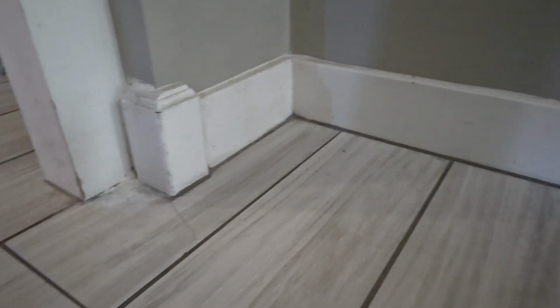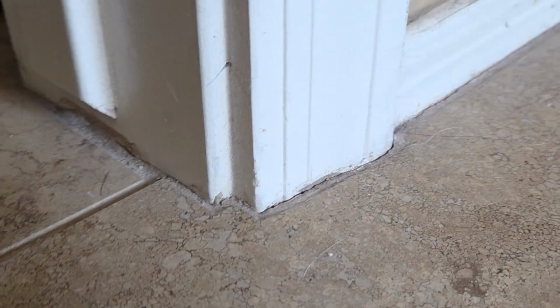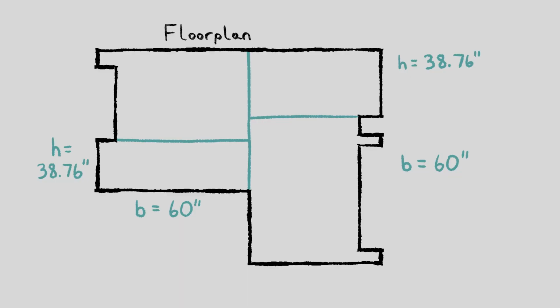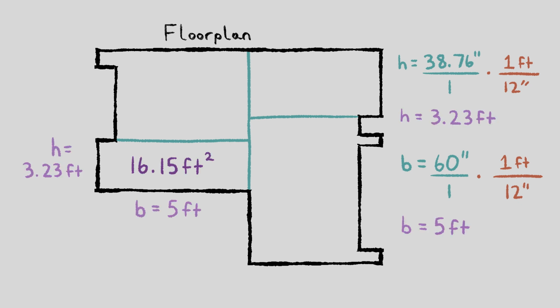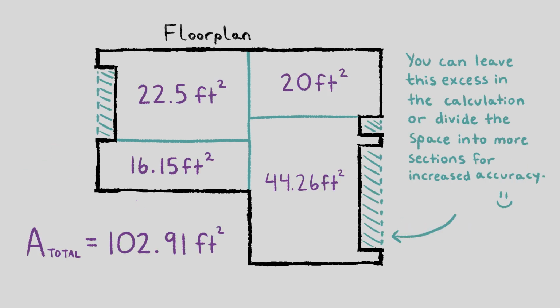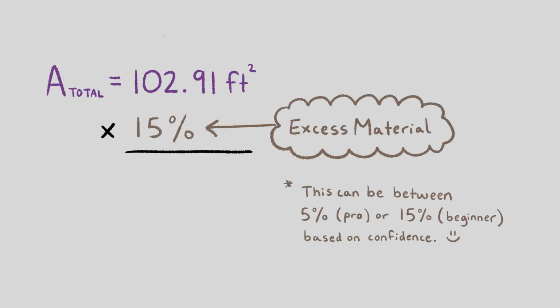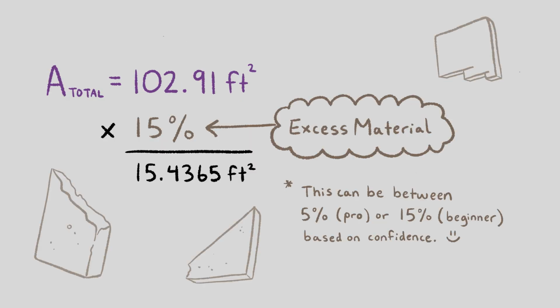First, divide the space you want to cover into squares and rectangles. This doesn't have to be perfect. There will be excess in some places due to curves or irregular shapes. Then, measure the base and height of one of the rectangles in inches, divide by 12 to convert into feet, then multiply base times height to get square feet. Do this for all your rectangles and add your square footage all together. Then, multiply by 15% to account for wasted material when cutting or if you make a couple mistakes.